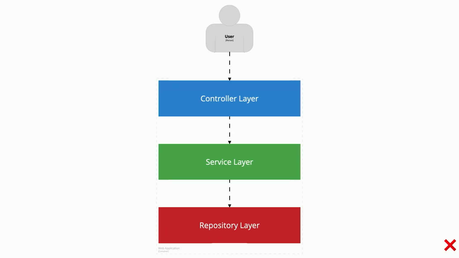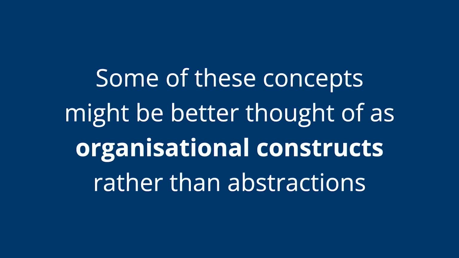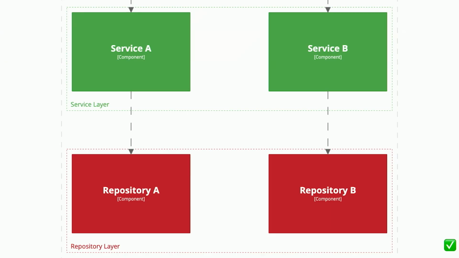So from my perspective, these layers are really just groupings. They're organizational constructs of the things that exist inside them. In other words, imagine we have a bunch of services. These are components, and they sit in the service layer. I think the service layer is just a grouping of those components. And that's how I'd rather represent a layer. A layer for me is just a grouping, a boundary around the things that sit inside the layer.